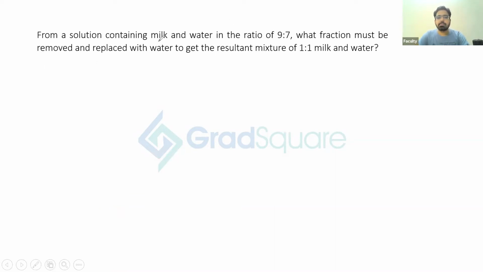From a solution containing milk and water in the ratio of 9:7, what fraction must be removed and replaced with water to get a resultant mixture of 1:1 milk and water? So let me say that I've got a milk and water solution over here, which is X liters. Now the solution is X liters.